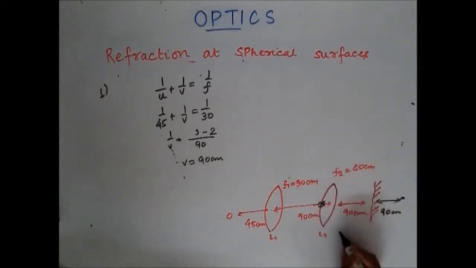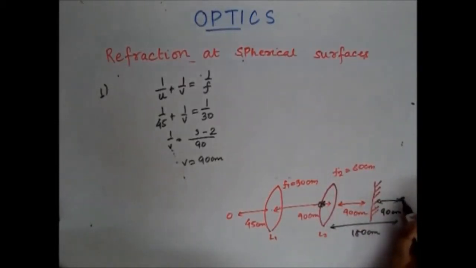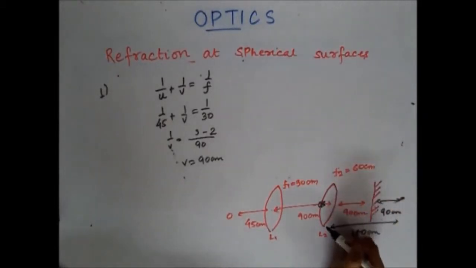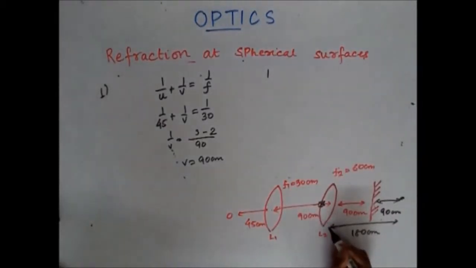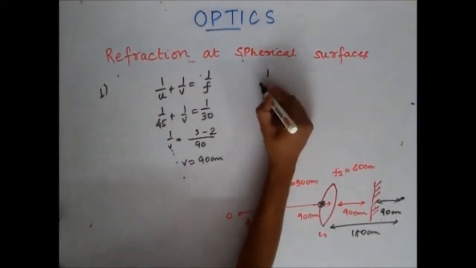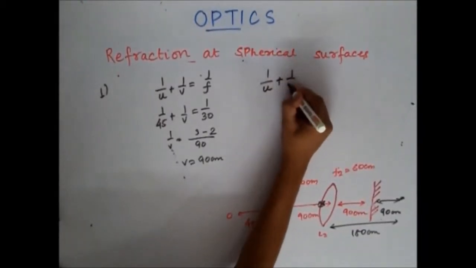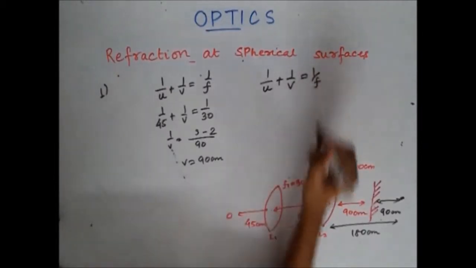So the convex lens will see the object at a distance of 180 centimeter, because this image formed by the plane mirror is the object to the convex lens. So now let's see where the convex lens forms the image. I write 1 by u plus 1 by v is equal to 1 by f. What is u?